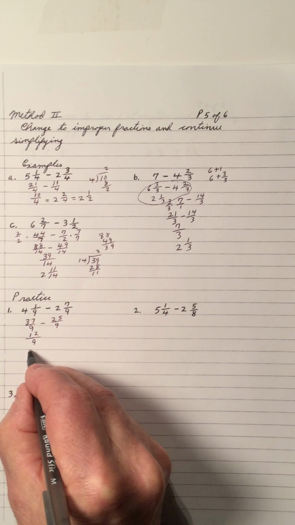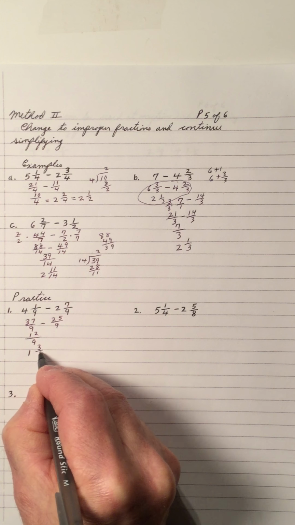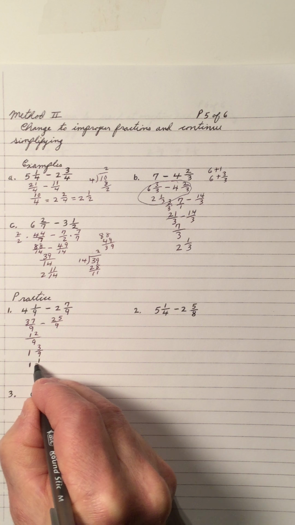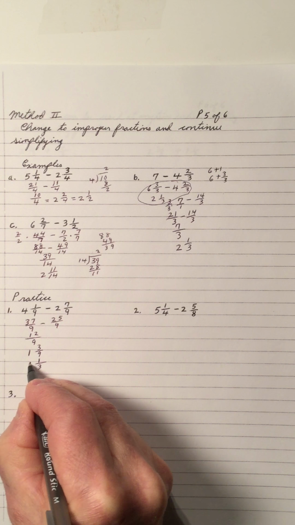9 into 12 goes once and 3 left over. Notice that 3 over 9, divide by 3. 3 into 3 is once, 3 into 9 is 3.